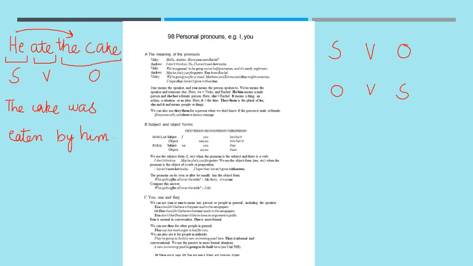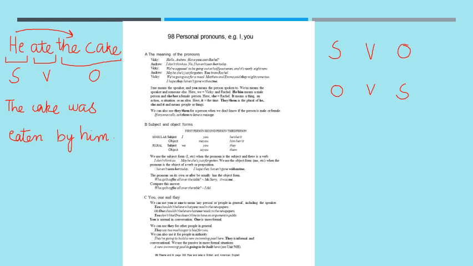We use the subject form I, etc. when the pronoun is the subject and there is a verb. We use the object form me, etc. when the pronoun is the object of a verb or preposition.